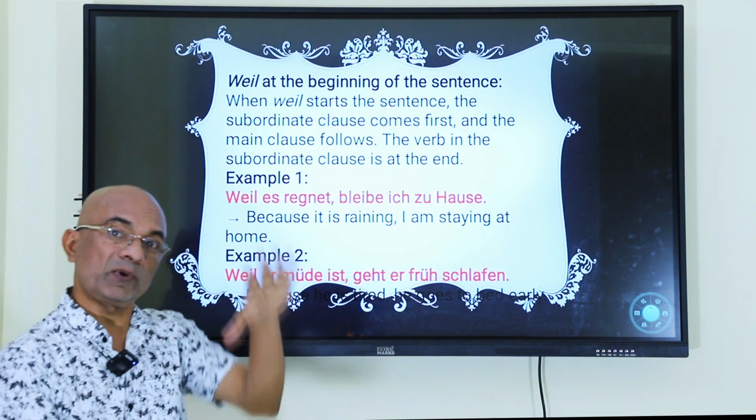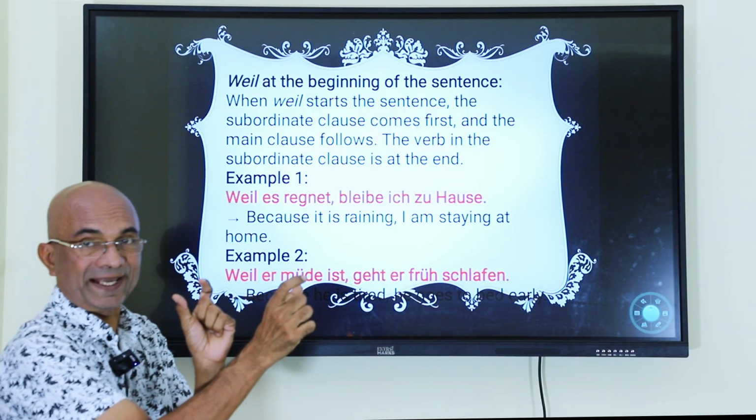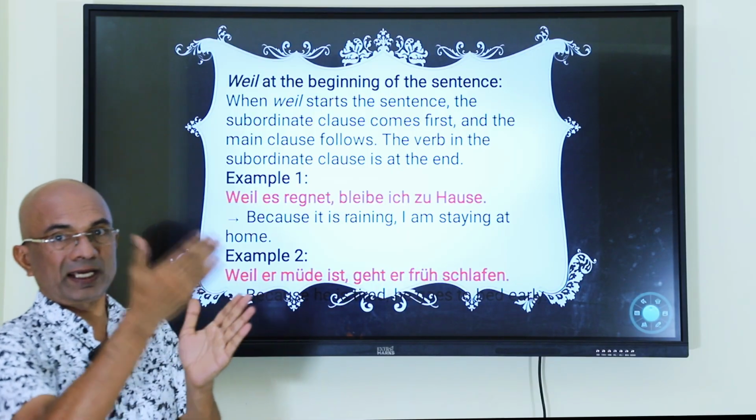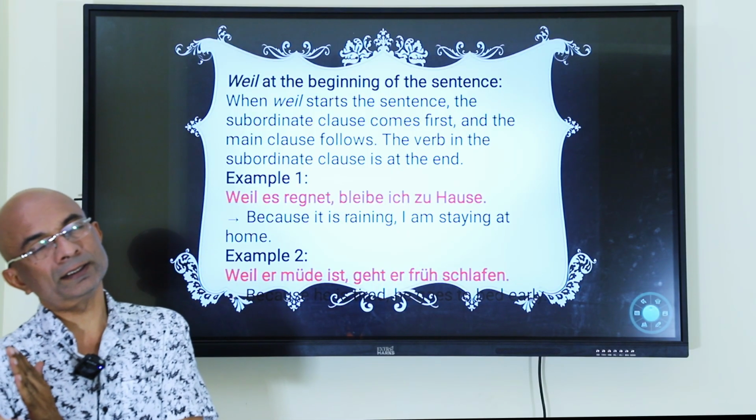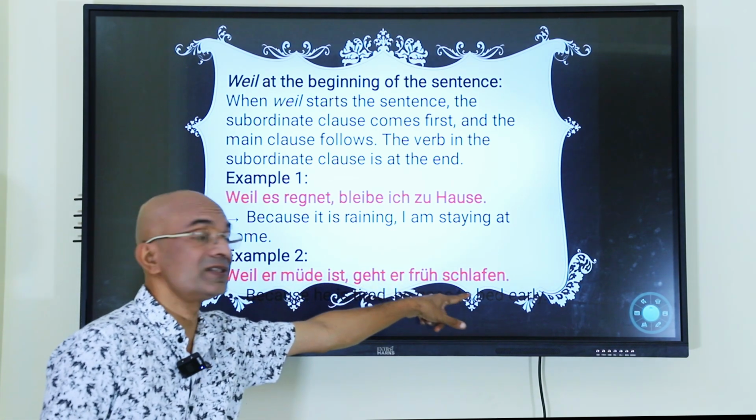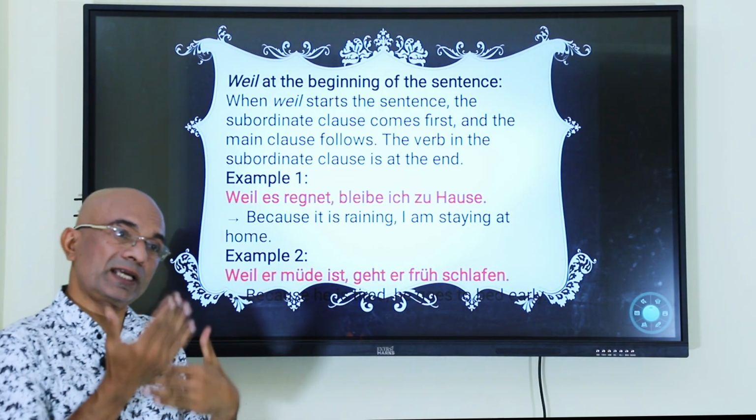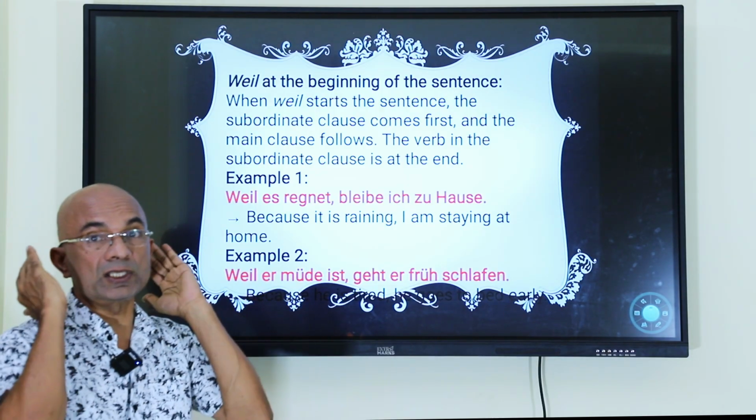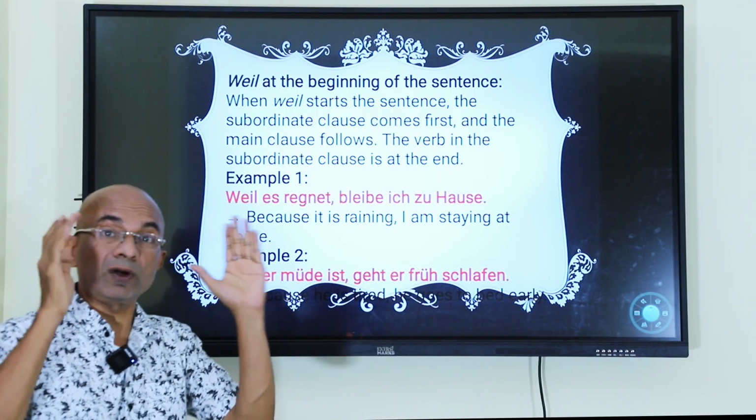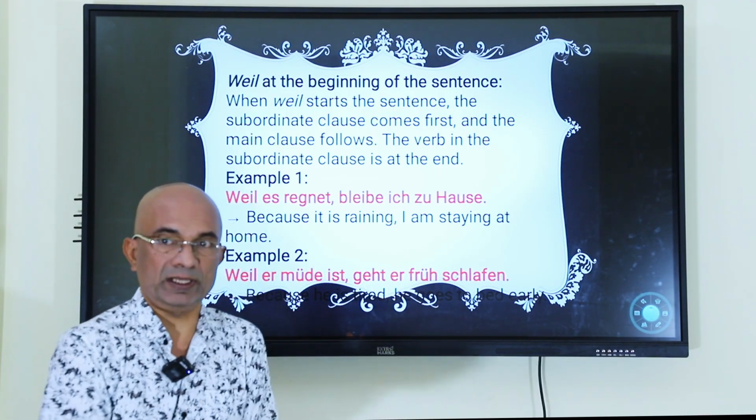Same sentence, but you are putting "weil" in the middle of the sentence in the first part. There's a difference in word order. The second one, we are placing "weil" at the beginning. Then we are using: weil er müde ist, geht er früh schlafen. If you did not understand clearly, just rewind and listen again, because at the beginning you'll find the usage of "weil" a bit difficult. But always remember, "weil" means because.